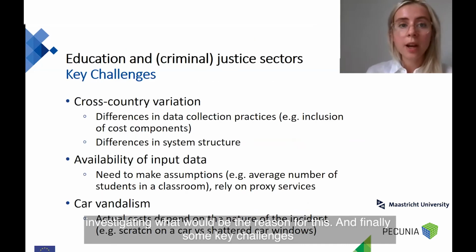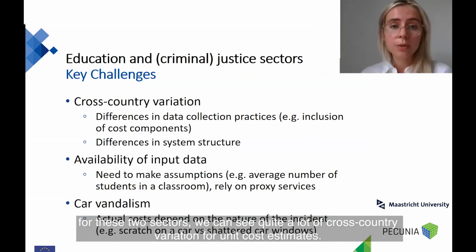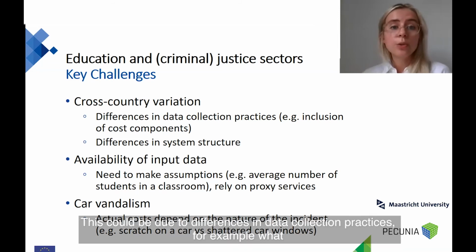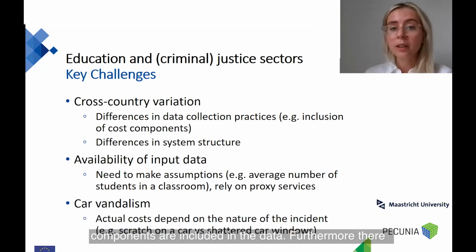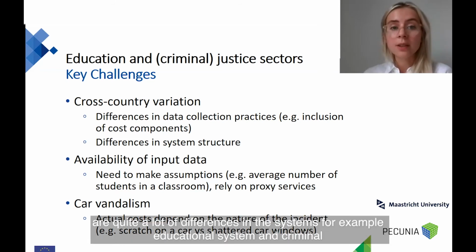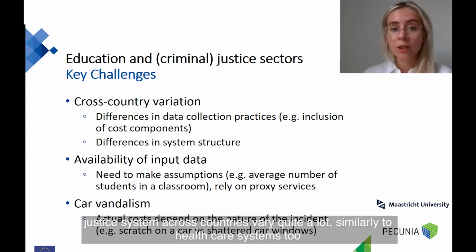And finally, some key challenges for these two sectors. We can see quite a lot of cross-country variation for unit cost estimates. This could be due to differences in data collection practices, for example, what components are included in the data. Furthermore, there are quite a lot of differences in the systems. For example, educational system and criminal justice system across countries vary quite a lot, similarly to healthcare systems too.